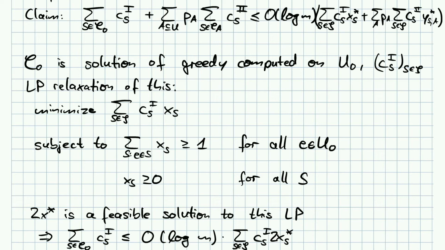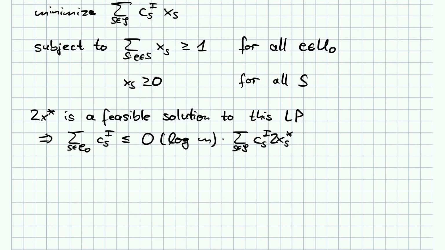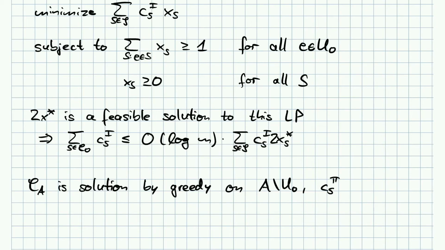Cool. Now we'll only have to bound this here. Or more precisely, let's talk about this part here. So how expensive is the second stage? So CA will be the solution by the greedy algorithm on A take away U0, and the costs will be CS2.